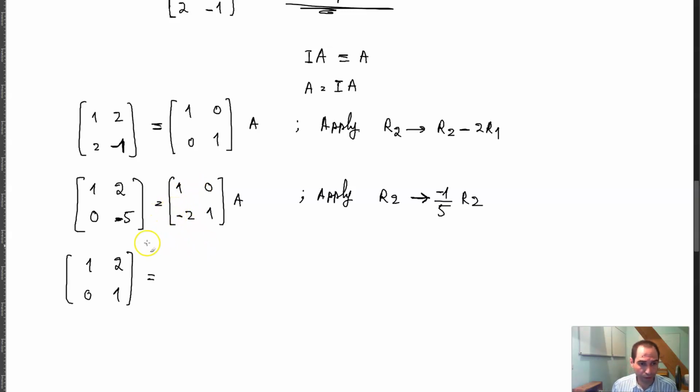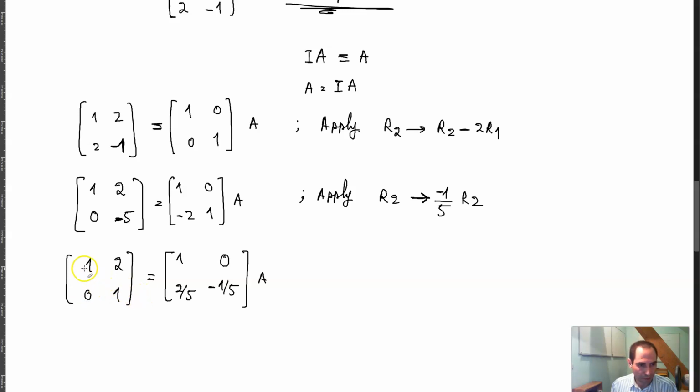So what that means is that now if I apply R2 becomes negative 1/5 R2. That means the first row remains the same, 1, 0. And the second row, negative 1/5 times negative 2 is 2/5. And negative 1/5 times 1 is equal to negative 1/5. And that is a 0 over here, times A. Right, so that is that.